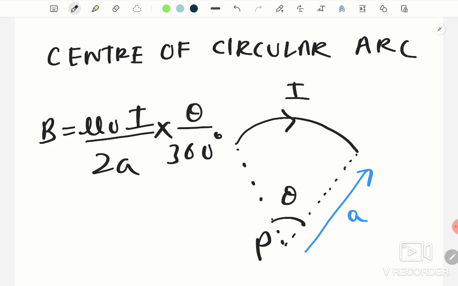Here we are doing simple ratio and proportion. If the entire circular wire is giving us a magnetic field of mu naught I upon 2a at the center, then the circular arc will give us a magnetic field which will be in the same proportion. So we just have to multiply by theta upon 360 and we will get the final answer.